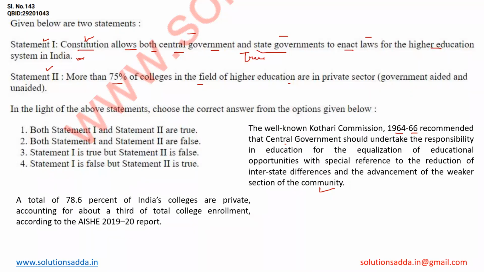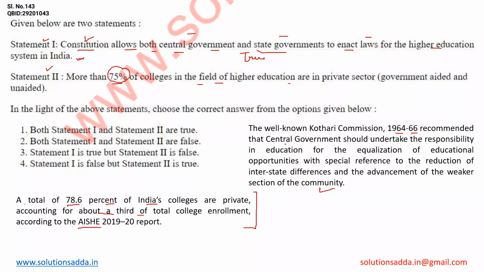Let's read the next statement. More than 75% of the colleges in the field of higher education are in the private sector. As we all know, in the percentage between the private and government sector, the private sector is very well established in higher education and colleges. The official data says that a total of 78.6% of India's colleges are private, accounting for about a third of total college enrollment according to the AISHE 2019 to 20 report. I got this information from the official website. You can also go and check the percentage.